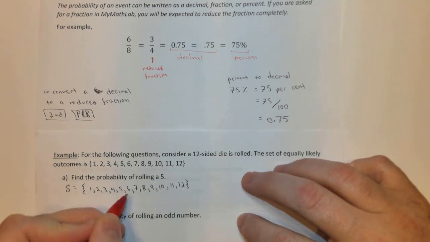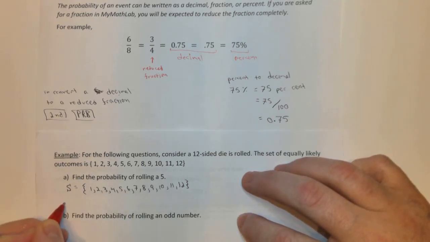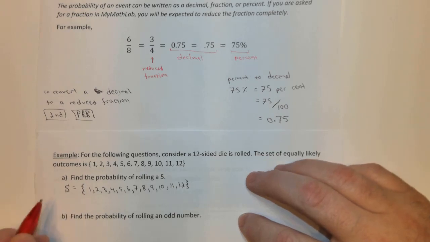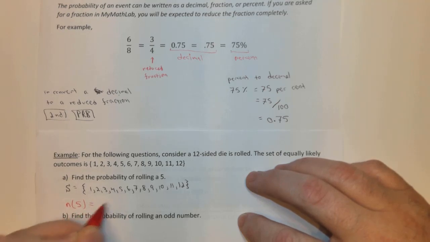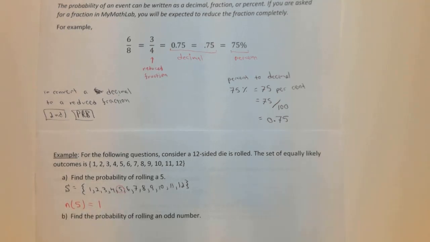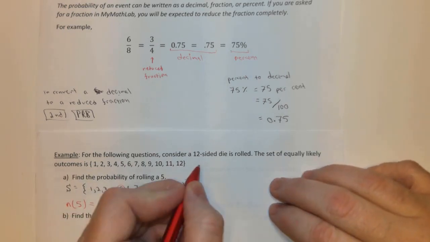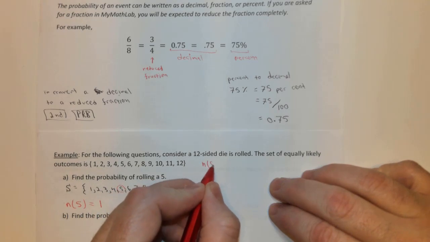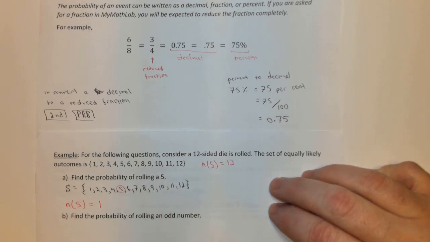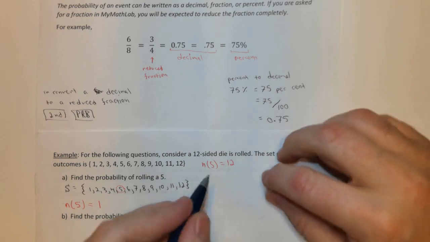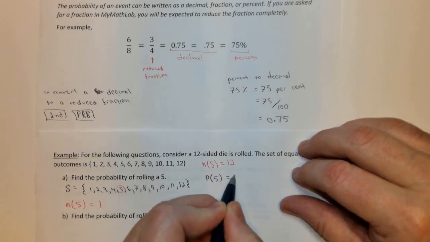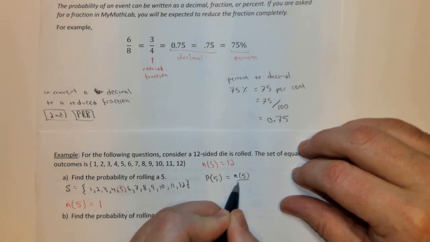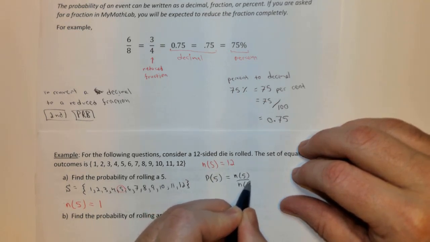Well, now I have to first figure out how many 5s there are. The number of ways to roll a 5, well, there's only one 5. So there's only one way to roll a 5. Of course, the number in the sample space is 12. There's 12 things. So the probability of rolling a 5 is the number of 5s over the number in your sample space.